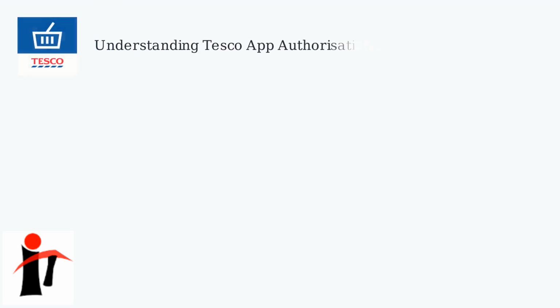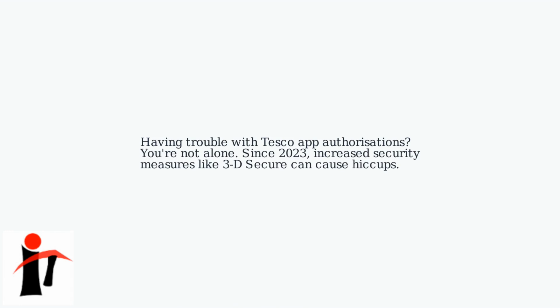Having trouble with Tesco app authorizations? You're not alone. Since 2023, increased security measures like 3D Secure, now part of Strong Customer Authentication or SCA, can cause hiccups. This video breaks down why you might be seeing authorization not working errors.